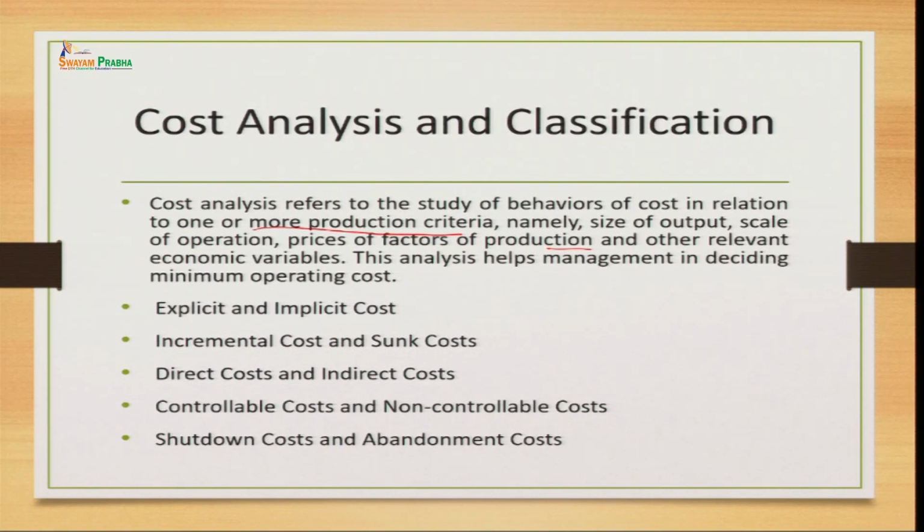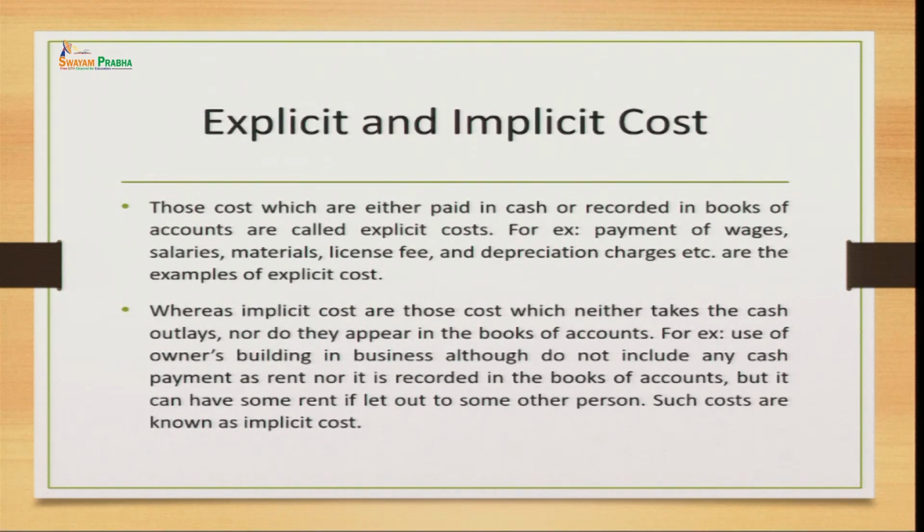So, here we are going to have the categorization of cost, and we have categorized the cost into explicit and implicit cost. Secondly, we are going to understand incremental cost and sunk cost. Then we will discuss direct cost and indirect cost, controllable cost and non-controllable cost, and thereafter we will discuss shutdown cost and abandonment cost. So, how are we going to understand these different types of costs? Let us start with the very first one, that is the explicit and implicit cost.